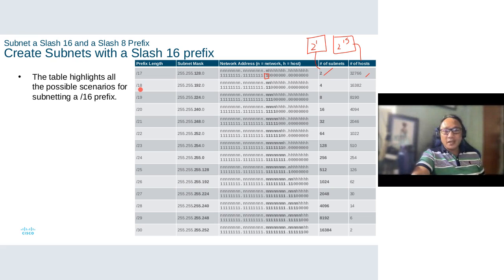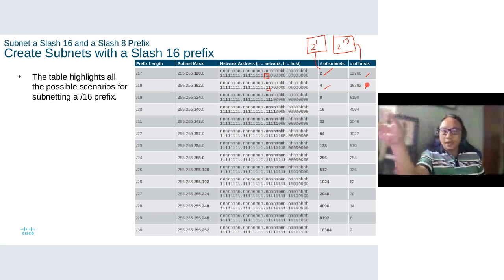Example number 2, slash 18. So, ang subnet mask ng slash 18 ay 255.255.192.0. So, bakit siya naging 192? Kasi dalawang bits yung nabaro niya, yung 128 at 64. And if you sum 128 plus 64, that's 192. Correct? So, dahil dalawa ang nabaro niya, 2 raised to 2, that's 4. At yung natira naman, 8 plus 6 is 14, so 2 raised to 14 is around 16,382.